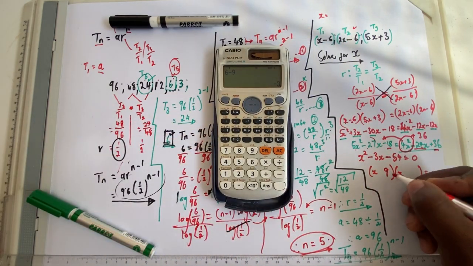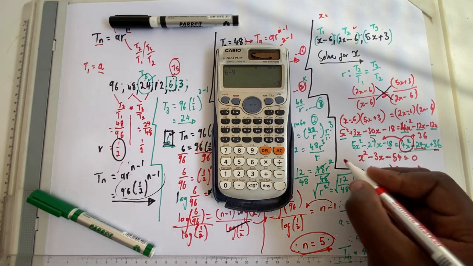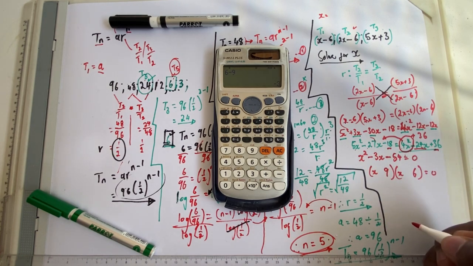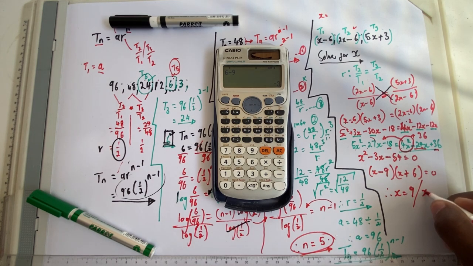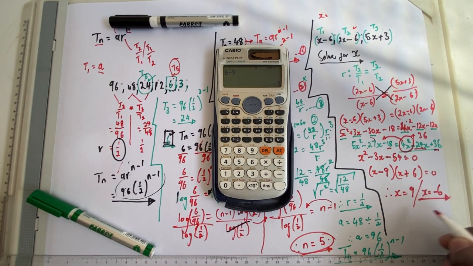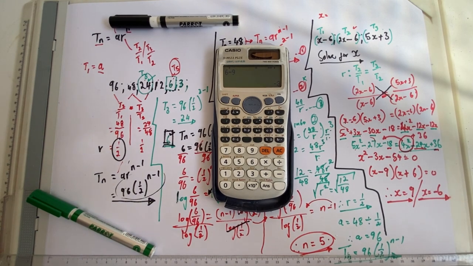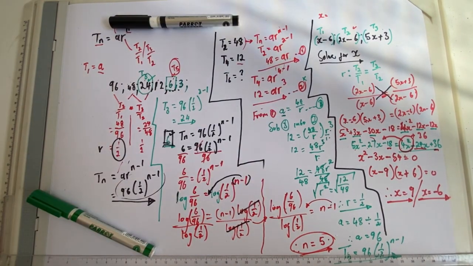So I have 9 and 6 to use, but the 9 needs to be the one that will be negative, right? But then the other one needs to be positive. So therefore x can be 9, or it can also be negative 6. So that is basically what you will be dealing with. Those are the possible questions to be asked under geometric sequences.